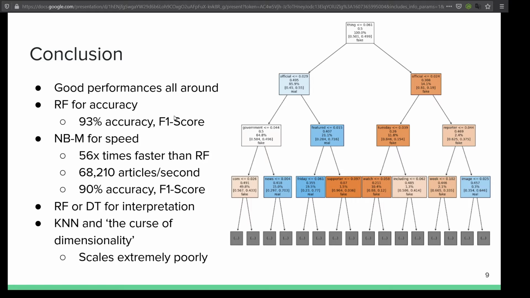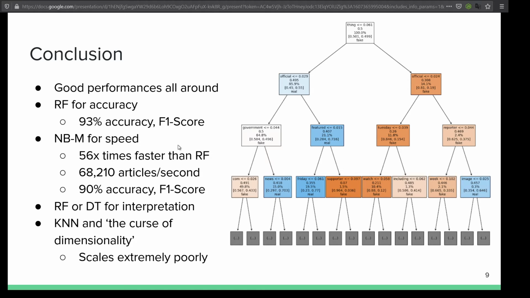To conclude, we found good performance all around. You can refer to that multicolored bar plot earlier for all the statistics. We found that the random forest was the best for accuracy, about 93% accuracy and F1 score. The multinomial naive Bayes was much faster. It was 56 times faster than the random forest, which meant it could process a whopping 68,000 articles per second.